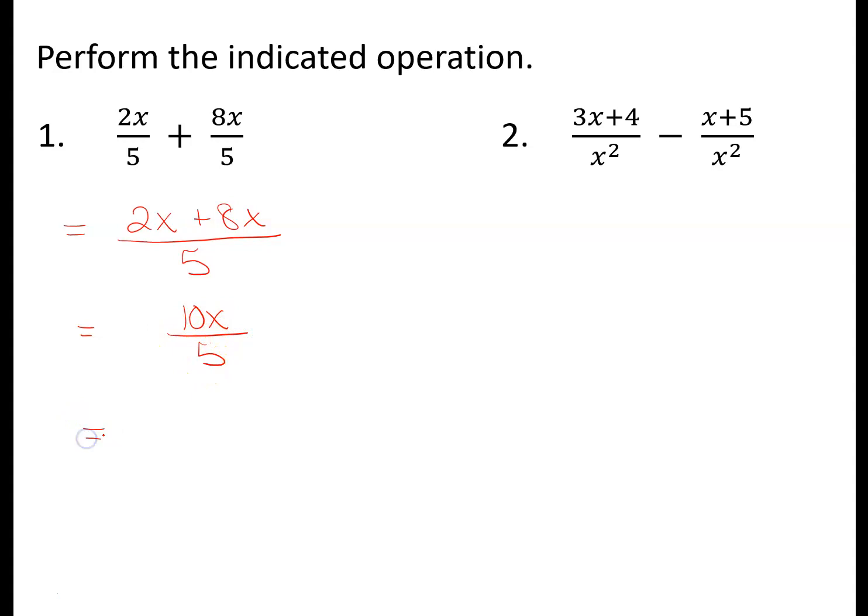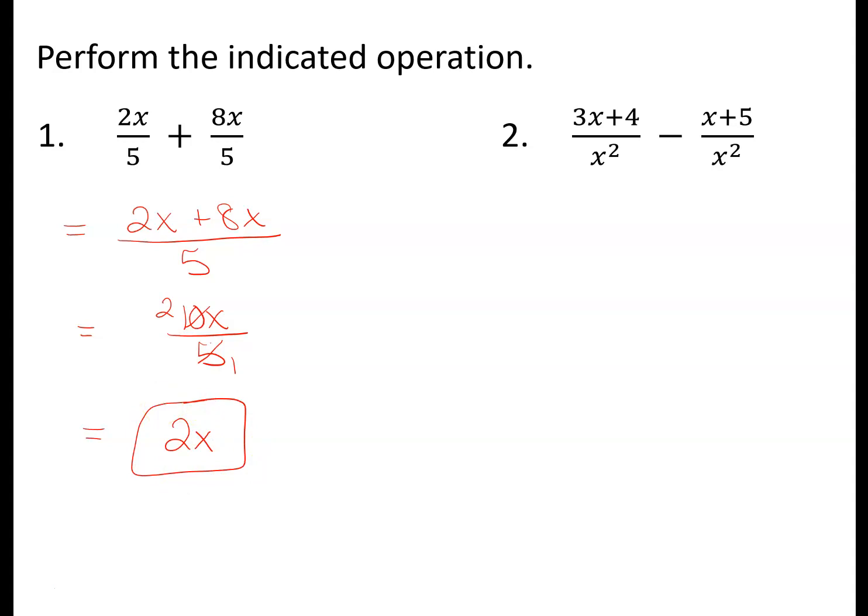And then we check to see if we can simplify. In this case, we can. Remember, you're allowed to cancel out common factors if you have multiplication. Multiplication is the only operation where you can cancel. And 10 is multiplied by the x. So that allows us to go ahead and say 5 into 5 goes once, 5 into 10 goes twice, which is going to make 2x over 1, which is just 2x. So that's our final answer there.